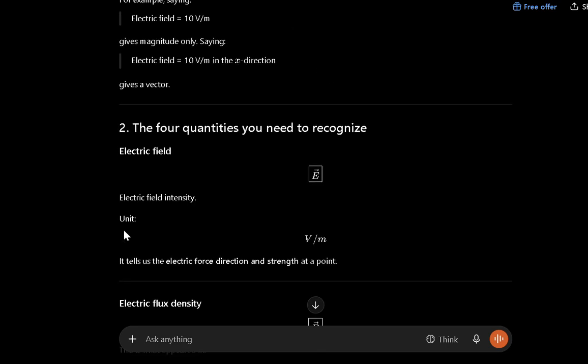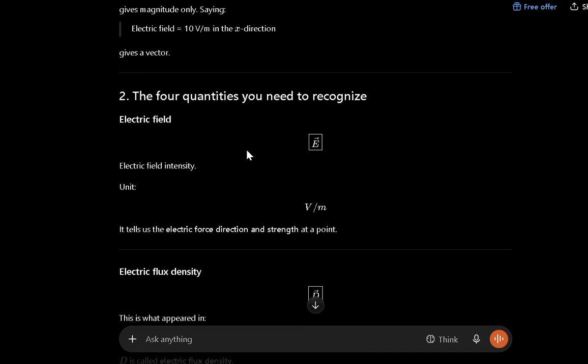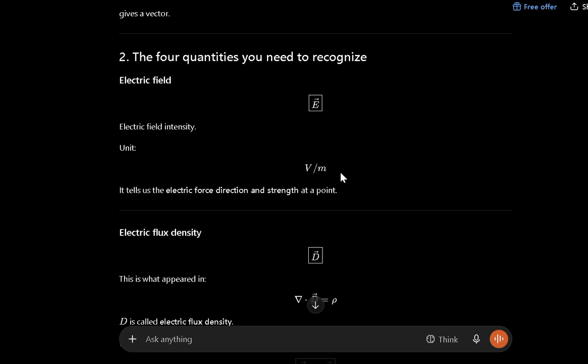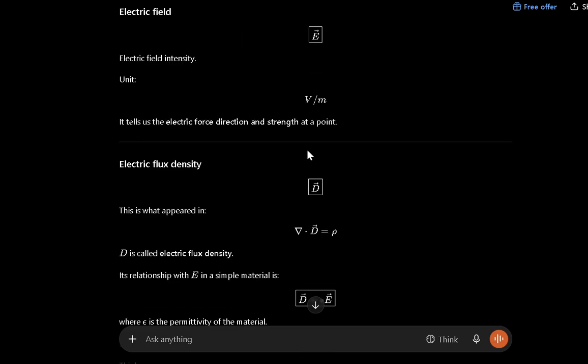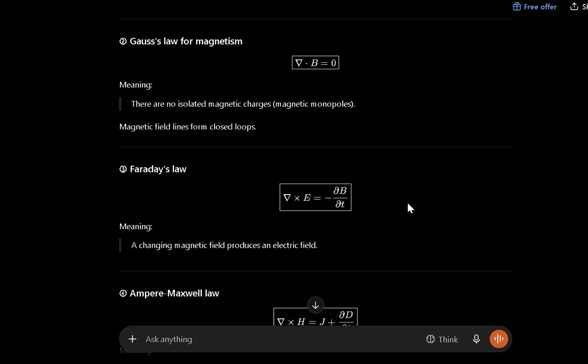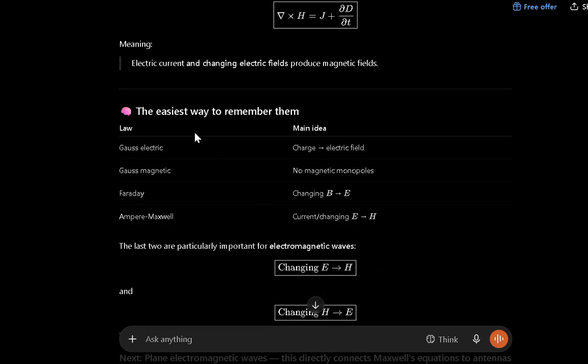For the four equations, these are the quantities we need to recognize. The electric field is represented in V/m. It tells us the electric force direction and strength at a point. Then the electric flux density, which is what we are looking at in Gauss's law.